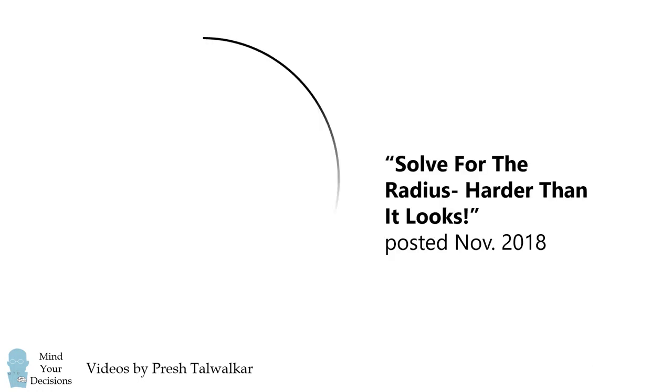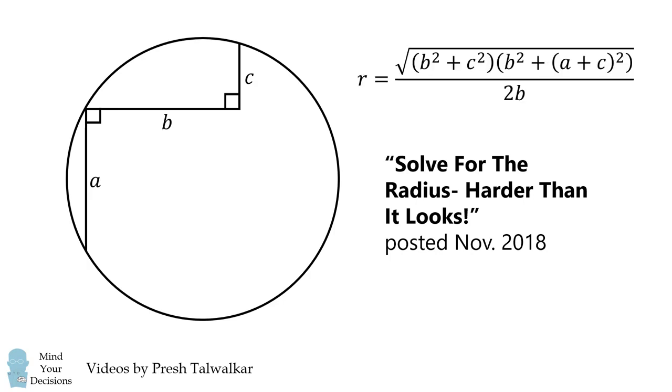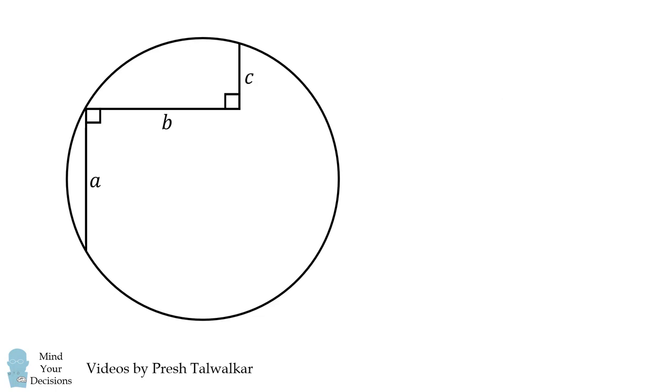In the video, "Solve for the Radius Harder Than It Looks," the challenge was to solve for the radius of this circle in terms of the lengths A, B, and C. We derived the following formula. In this video, I'm going to prove this formula once again, and then we will use this formula to solve the original problem. Let's get started.